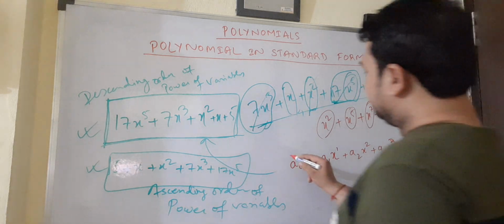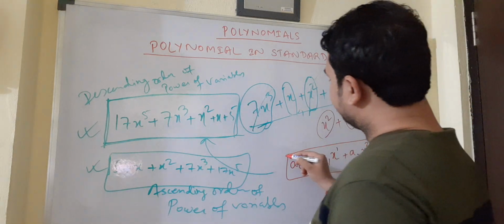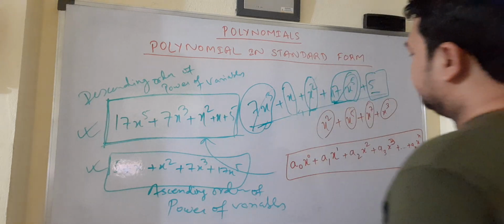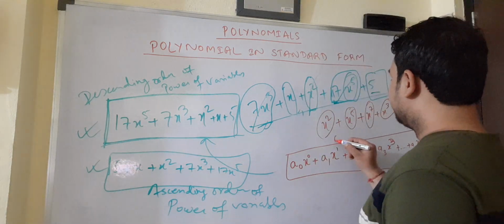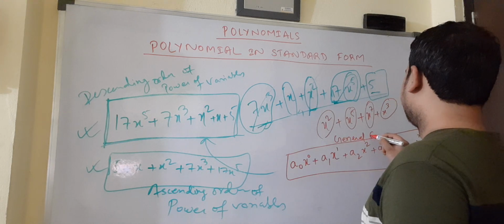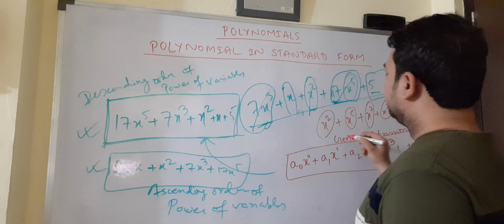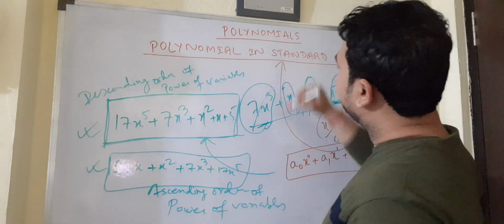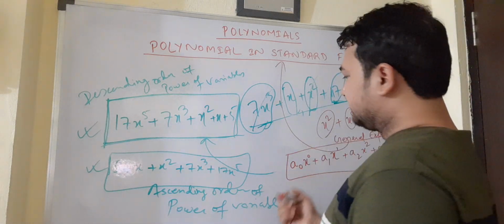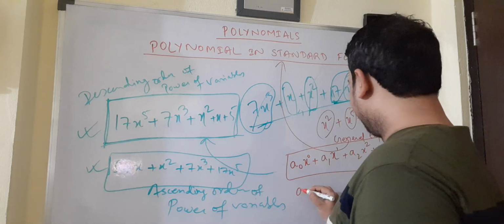So this is the general expression for polynomials in a standard form. But this is not the only general expression. This is the case of ascending. Similarly, the case of descending, reverse it.